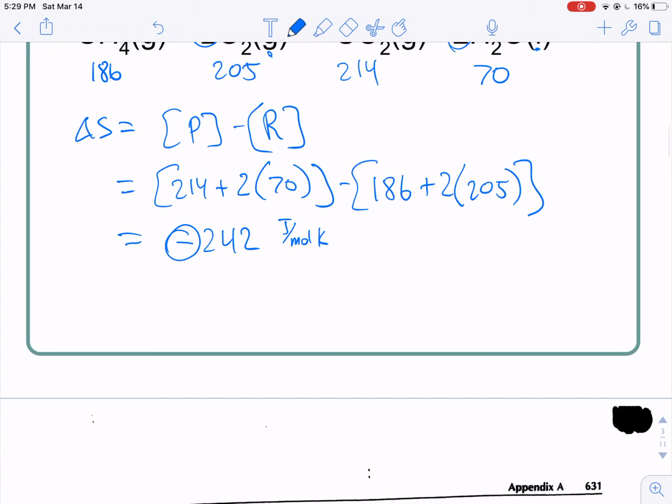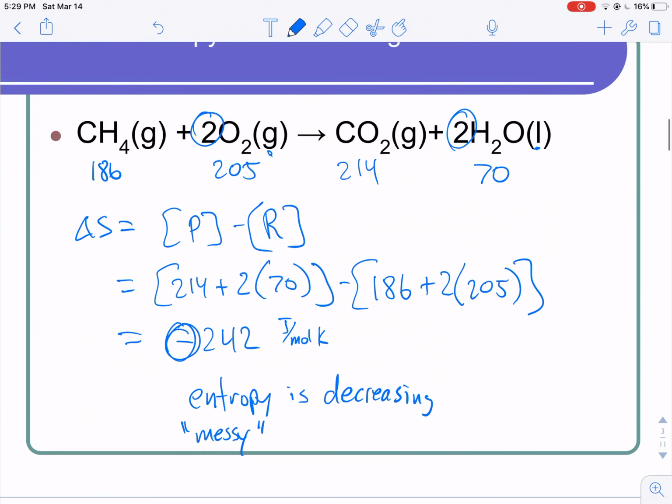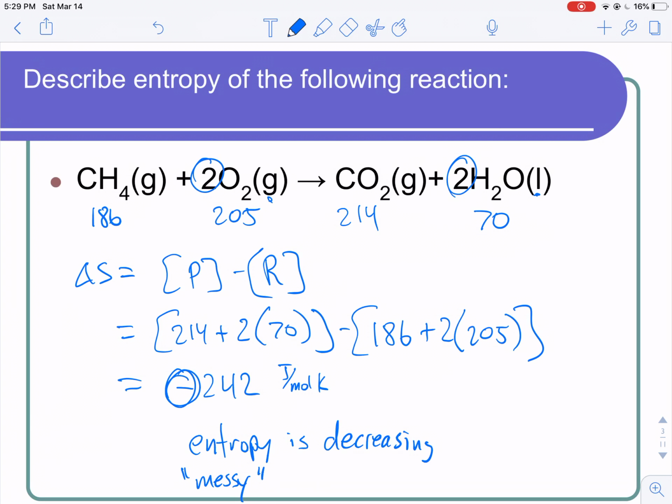We have a negative number. So that means that something is decreasing. That something is entropy. And what was another word for entropy? Messy. The messy is decreasing. It's getting more organized. Our number matches perfectly. So sometimes we get some that are really hard to estimate. This one wasn't too bad, but sometimes they're hard. And we have these numbers that'll tell us true.